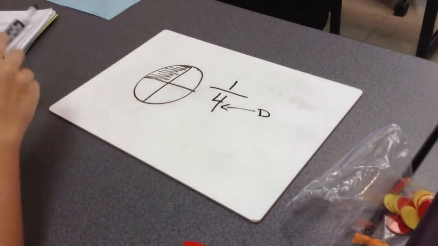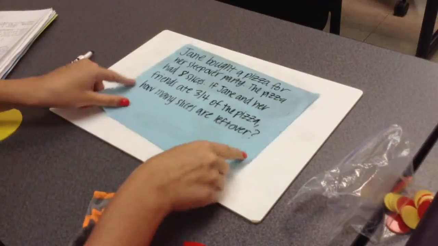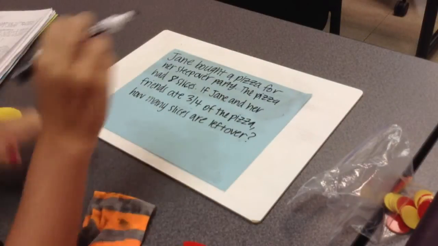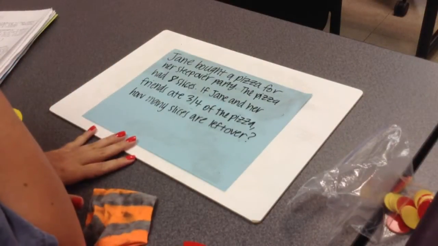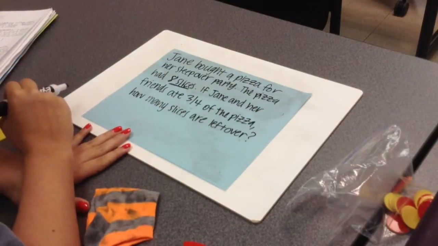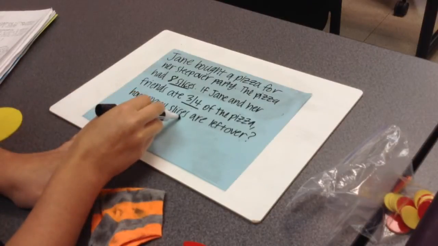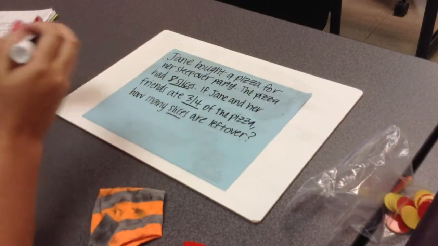Okay, so then let's look at a problem for a 3rd grader. Jane bought a pizza for her sleepover party. The pizza had 8 slices. If Jane and her friends ate 3/4 of the pizza, how many slices are left over?